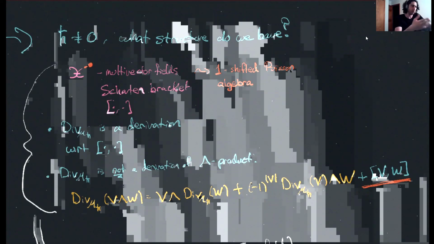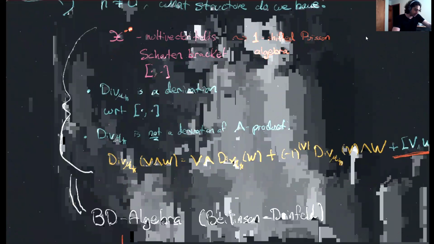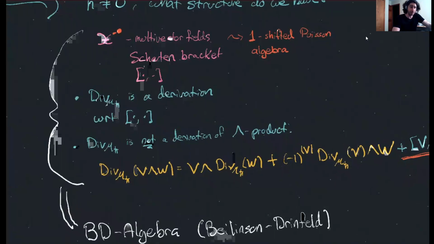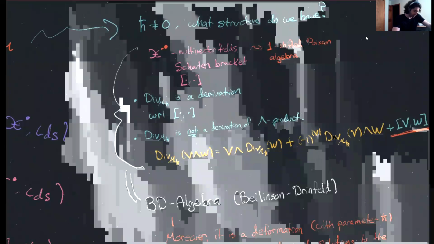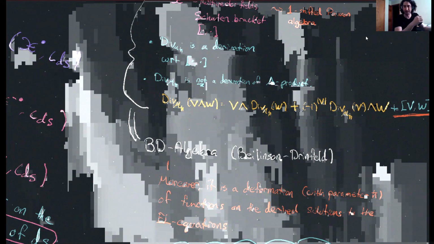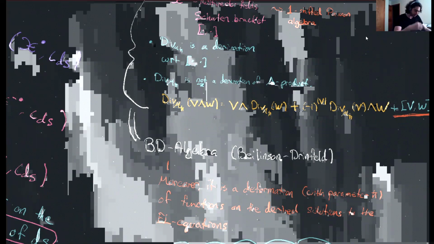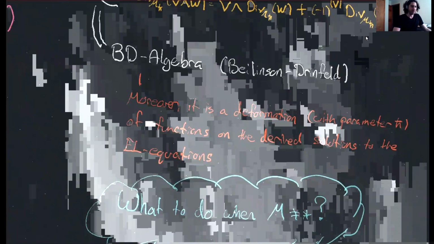There are some more properties that it should satisfy, and if you keep track of H bar in there, you get something called a BD algebra, or a Beilinson-Drinfeld algebra. It's a deformation with parameter H bar of functions on the derived solutions of Euler-Lagrange equations. If you set H bar to zero, you just get back contraction with dS as your differential, and it's a commutative algebra. So what do we do when we're not in finite dimensions?